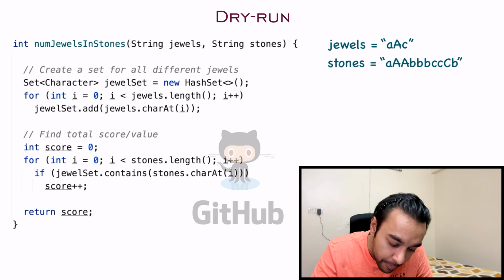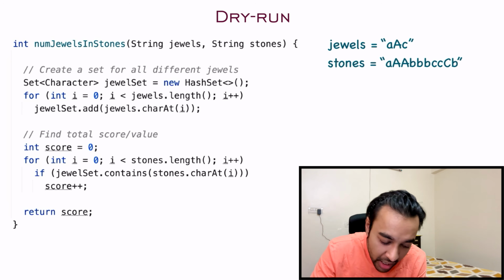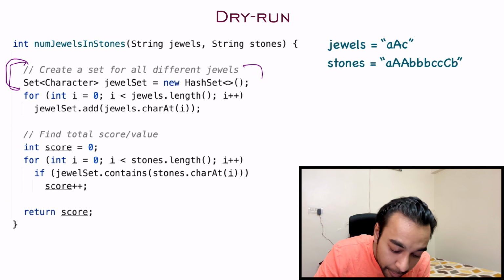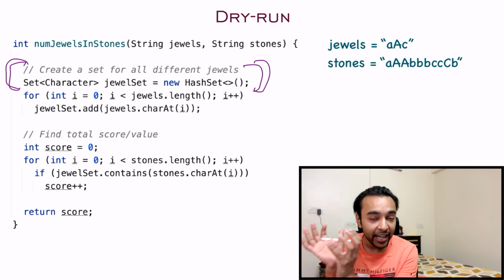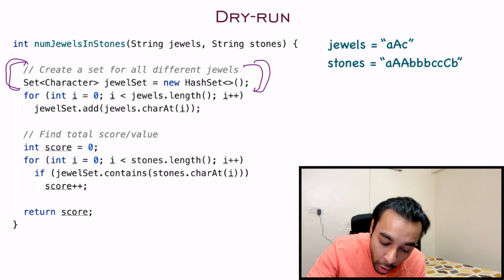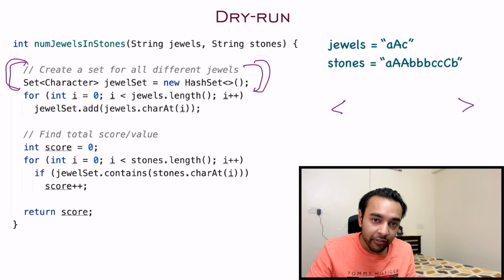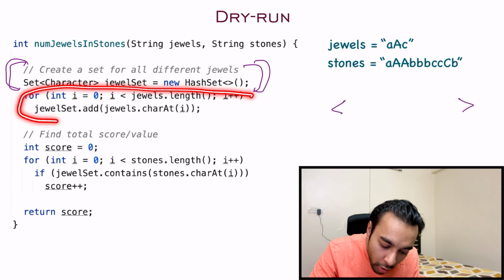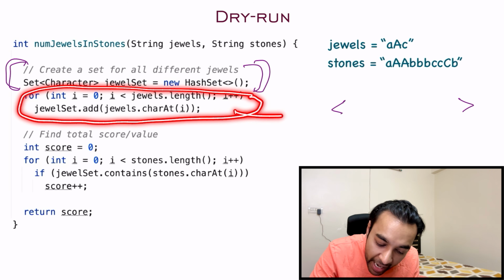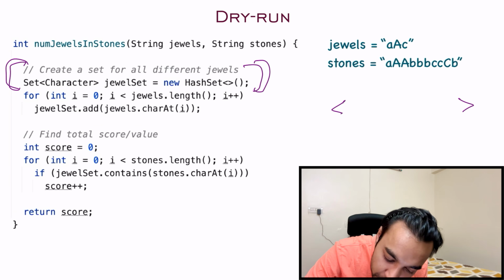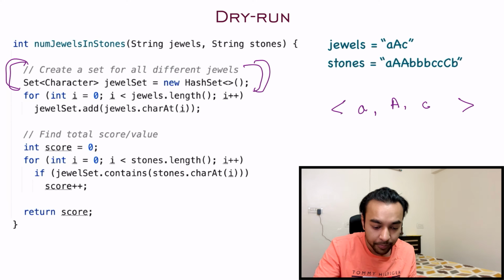Moving on with the dry run. What is the first thing that we do? The first thing is we create a set. And this set is a character set that will contain all of my different jewels. What I will do is iterate over all of my characters in jewels and add them to this set. Once this loop is over, I have added a small a, a capital A, and a c in my hash set.